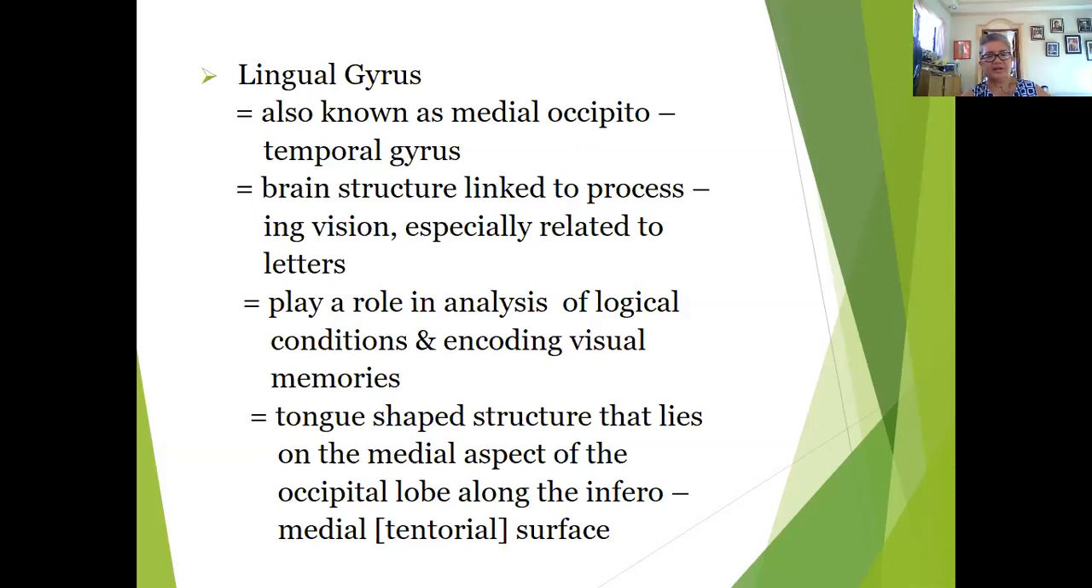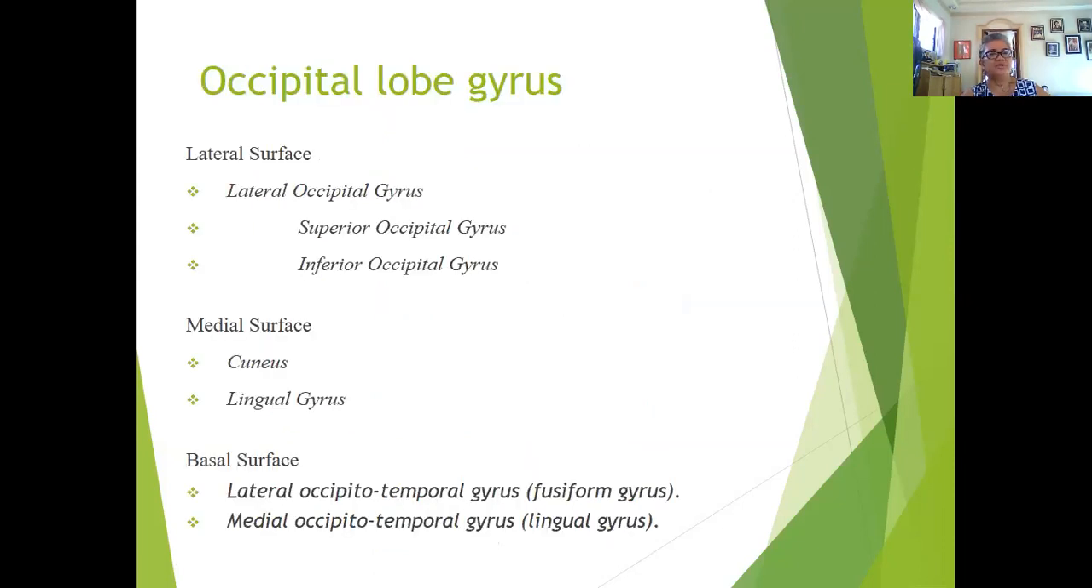inferomedial or tentorial surface. So, on the lateral surface of your occipital lobe, you have the lateral occipital gyrus. You have your superior occipital gyrus and your inferior occipital gyrus. And on the medial surface, you have the cuneus and the lingual gyrus. While on the basal surface, you have the lateral occipitotemporal gyrus or your fusiform gyrus and your medial occipitotemporal gyrus or your lingual gyrus.